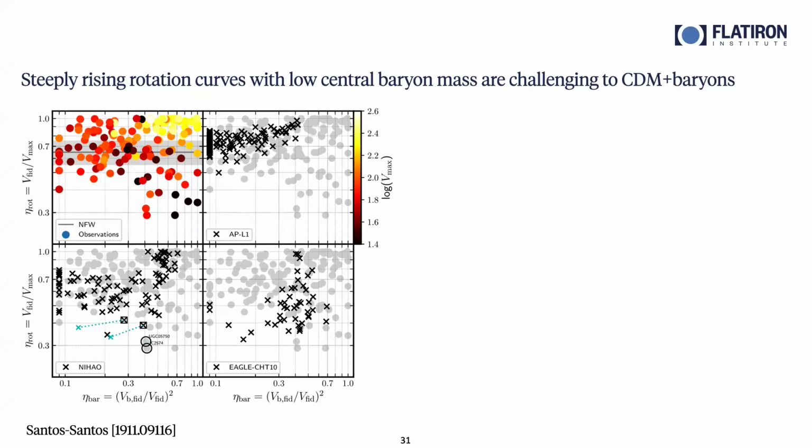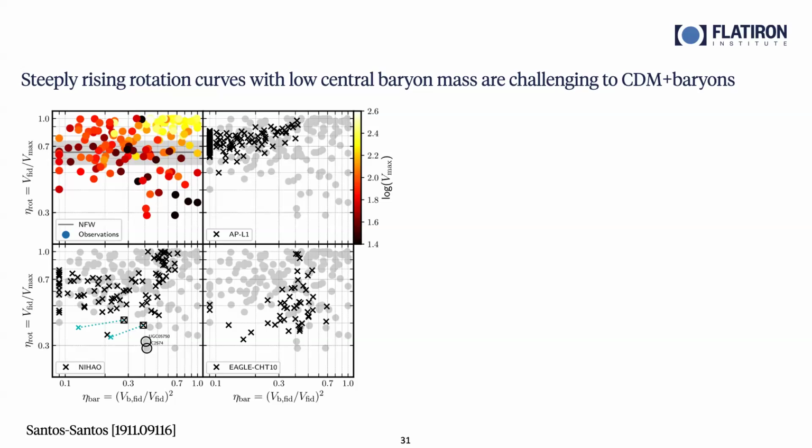These things down here, more slowly rotating. Now the x-axis is the mass, the velocity in baryons at this fiducial radius, so the central radius, divided by the total velocity squared. So this is basically a proxy for the baryon mass fraction within this fiducial velocity. So just think GM over R, spherical symmetry.